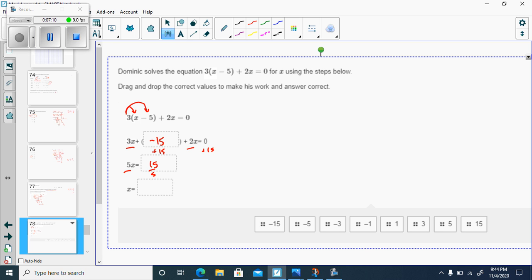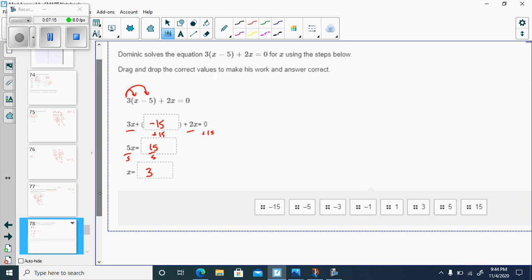15 divided by 5, which you do on both sides, x would be 3. Okay?